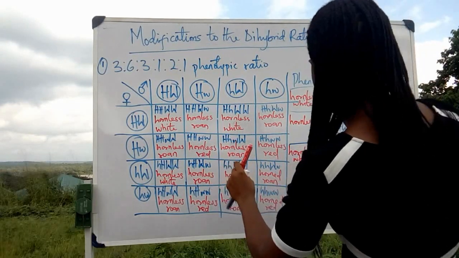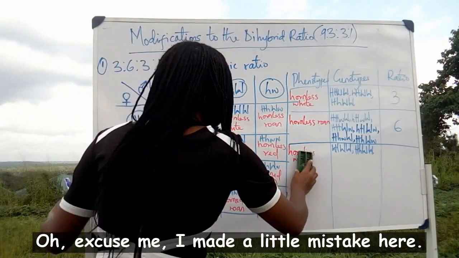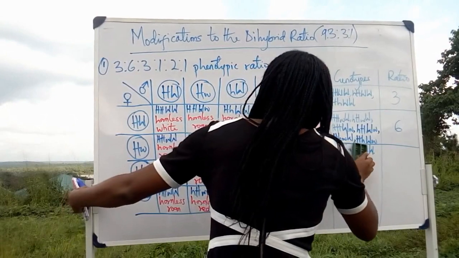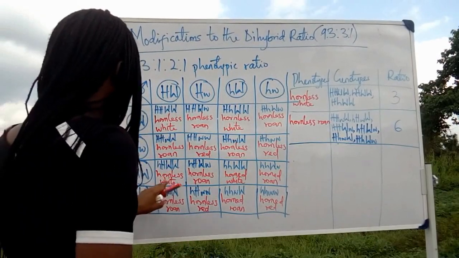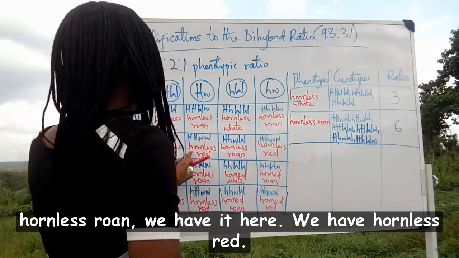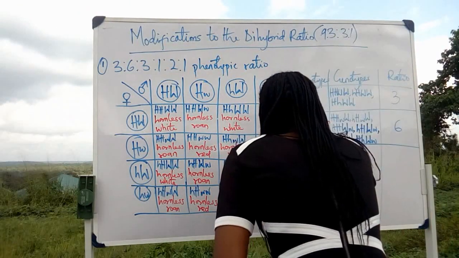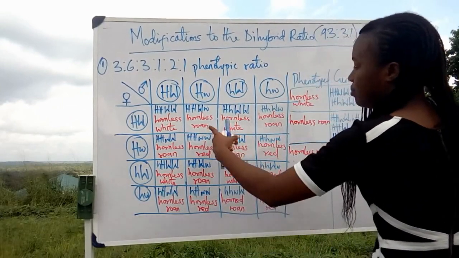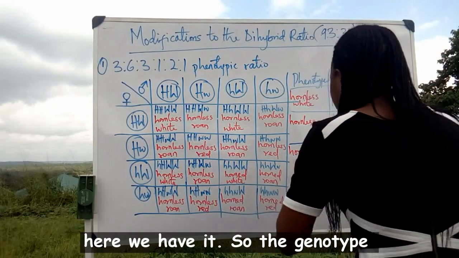Hope we're checking well. Oh, excuse me. Made a little mistake here. Sorry. Hornless roan. We have it here. We have hornless red. Sorry. Yes. Hornless red. Here we have it. So the phenotype, the genotype, sorry.